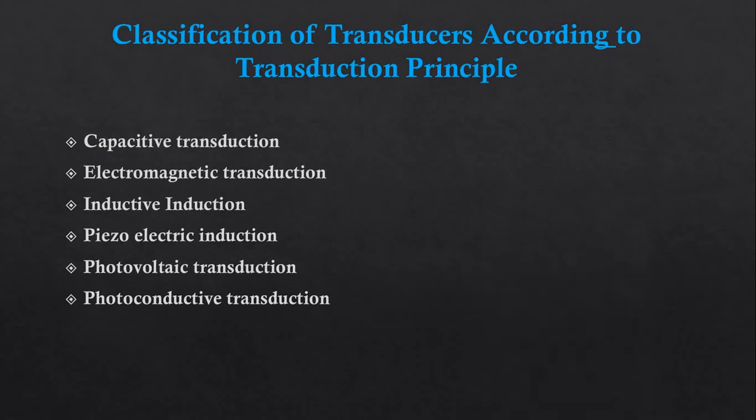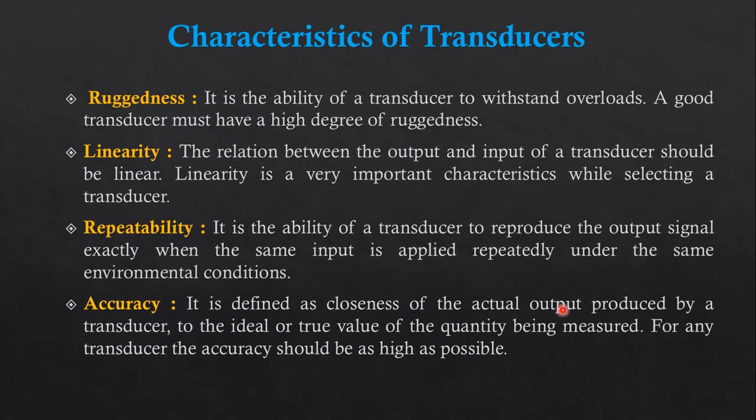Next one is the characteristics of a transducer. It is also important in our transducer chapter. Whenever we select a transducer, we require some different characteristics, like ruggedness. It is the ability of a transducer to withstand overload. A good transducer must have a high degree of ruggedness.